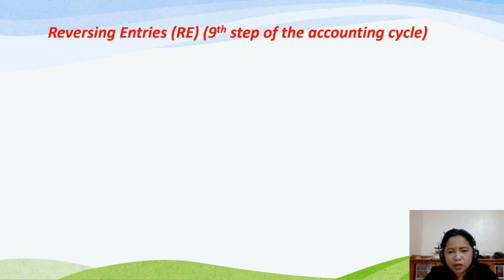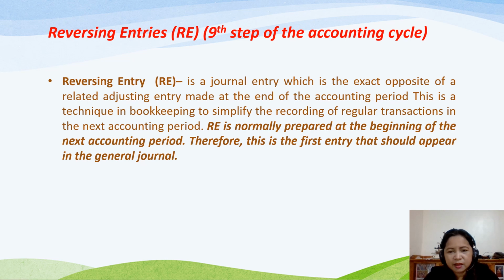Reversing entries were discussed in the last video for your week 6 to 7. To review, the reversing entry is the reverse or exact opposite of the related adjusting entry, but not all adjusting entries are reversed. Only the adjusting entries that increase an asset or increase a liability are to be reversed. A reversing entry is prepared at the beginning of the accounting period, so this represents the first entry appearing in the general journal.